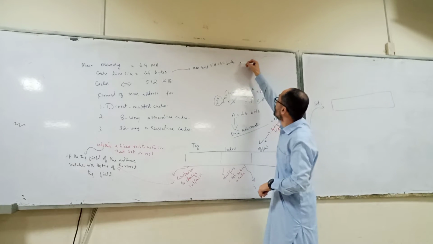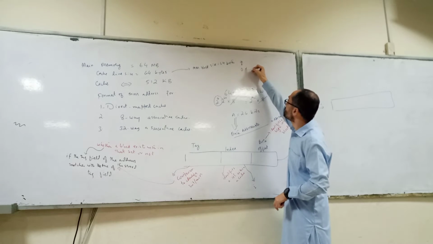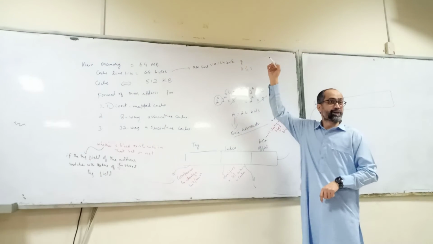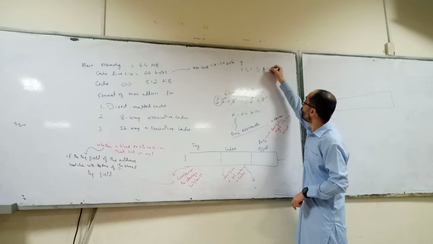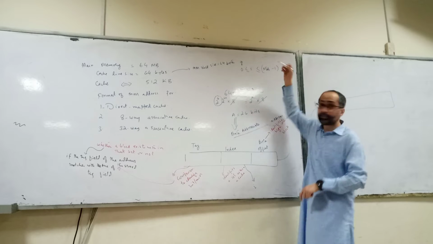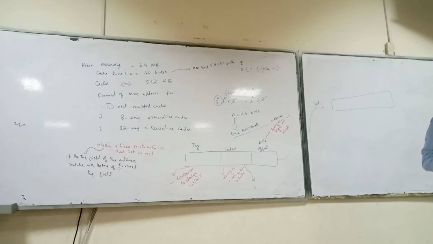So can we write it like this? 0 is smaller or equal to I is smaller or equal to 2 to the power number of sets minus 1. Number of sets minus 1. If the number of sets is 64, it will range from 0 to 63.